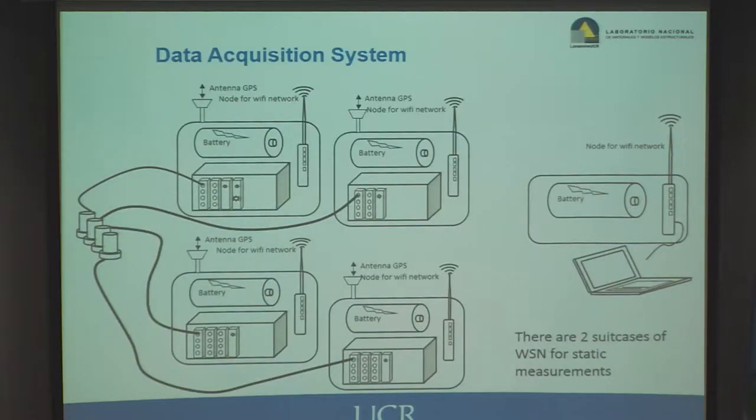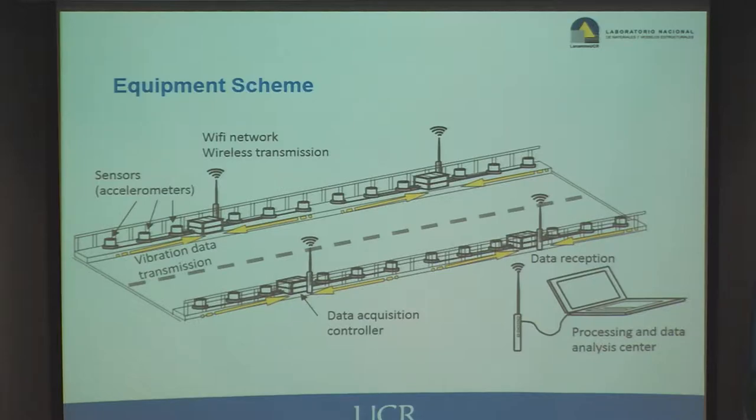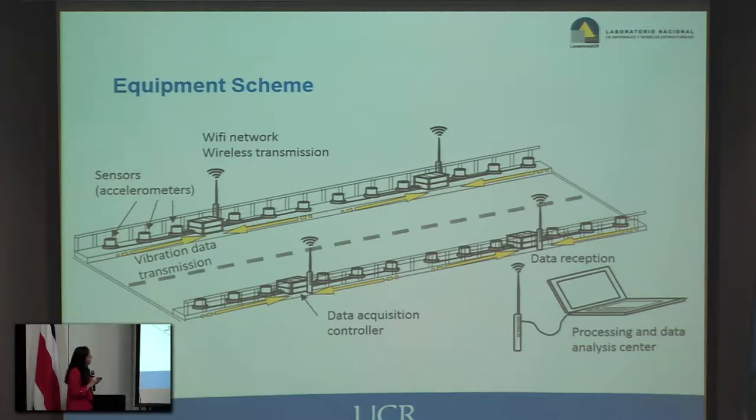Okay, so this is our data acquisition system. We use 32 sensors that are connected by cables to the data acquisition unit. This is the data acquisition unit. It sends the signal via Wi-Fi to another data acquisition unit that is connected to the computer. We also have two suitcases for static measurements, like temperature. This is a scheme of the equipment. You can see the sensors, the data acquisition units, and here the computer. The sensors are in a protective case. We could cover a maximum length of 100 meters. If the bridge is longer than that, we have to do different configurations.